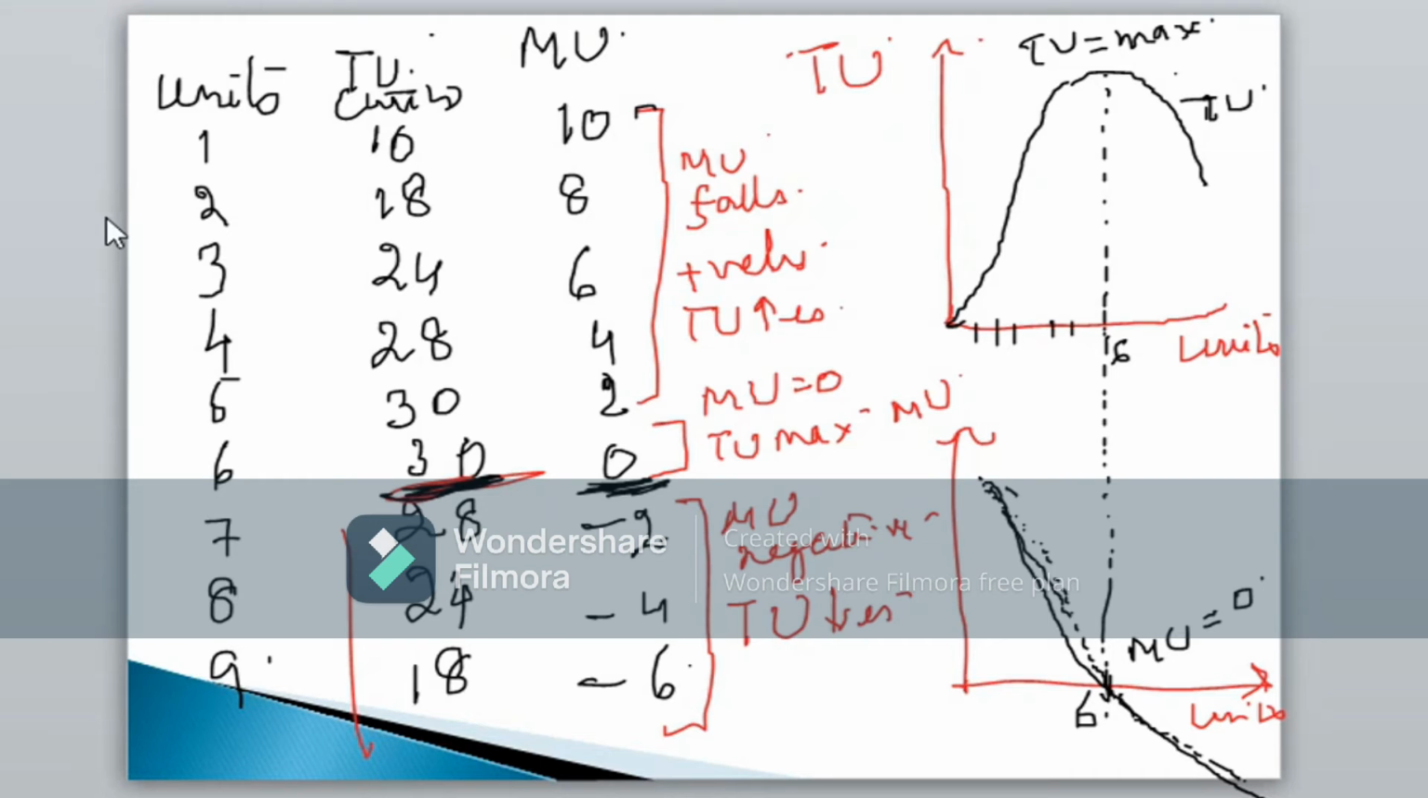Now just see, I'm interpreting this relationship into some points. When marginal utility falls but has a positive value, then total utility is increasing at a diminishing rate. How do we know it is a diminishing rate? Because this is decreasing.